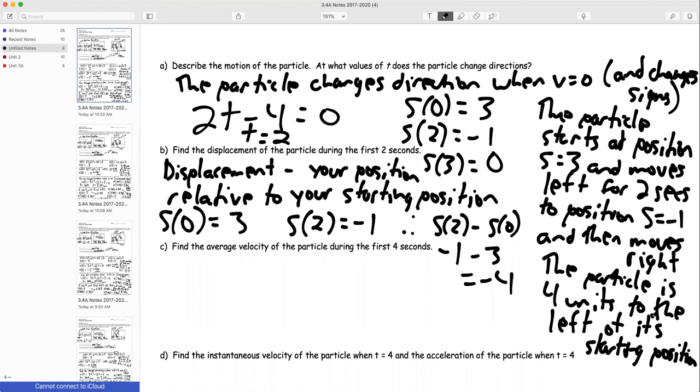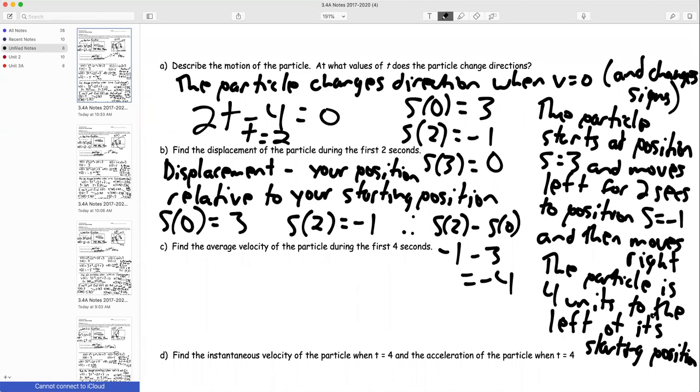Wait, why do you subtract S of 0 right there? Or S of 2 minus S of 0? That's how you find the displacement, okay? It's the difference between where you began and where you are at whatever time they ask you for. So for T equals 1 second, you would do S of 1 minus S of 0.